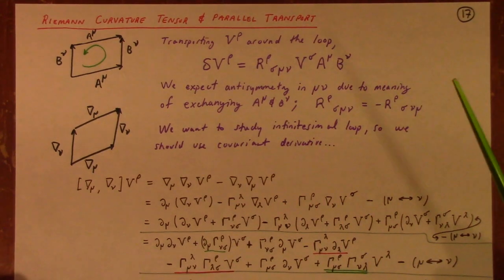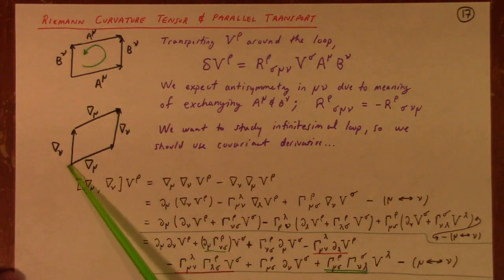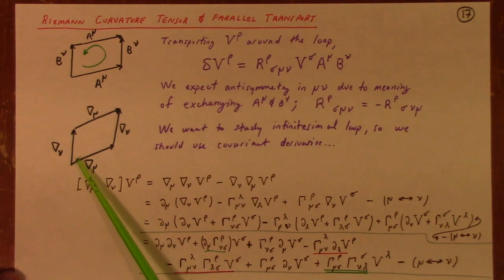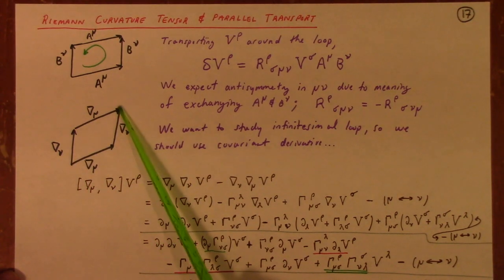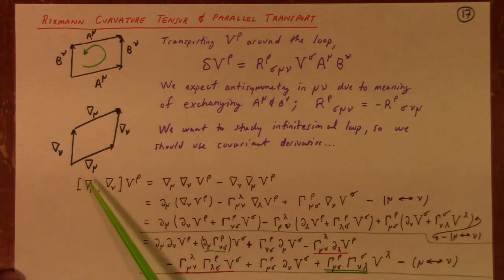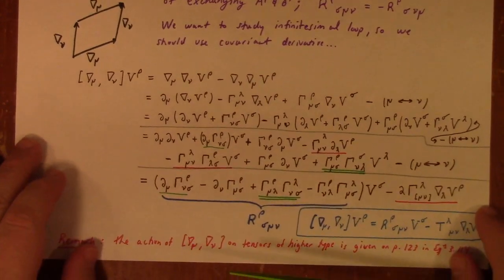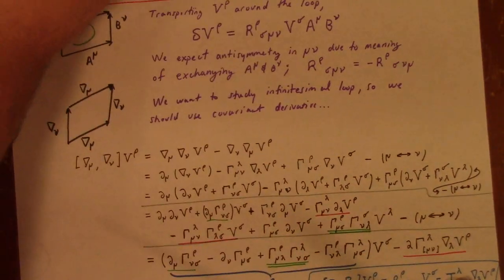But then since we want to do this in a tensorial fashion, the natural thing to try is the version of this, but with covariant derivatives. Think about how it changes if we study the covariant derivative in the mu direction, followed by the nu direction, followed by the minus mu direction, followed by the minus nu direction. Well, that's what this is. And so then you can work it out, as I do here, in all of its glory.